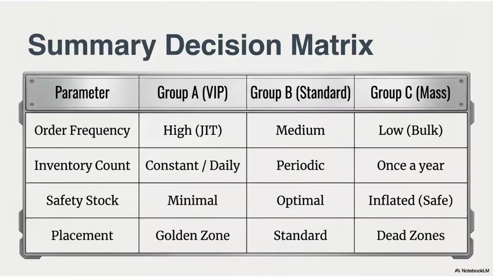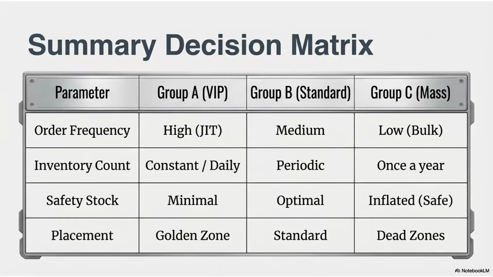To systematize all the strategies discussed, it is advisable to consolidate these approaches into a single decision matrix. This allows for a clear view of how the intensity of management and resource use changes depending on the priority of the item group.